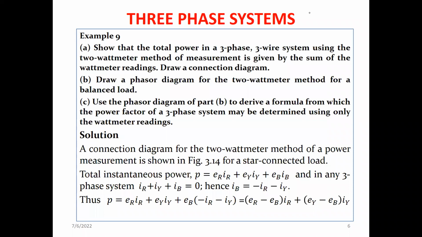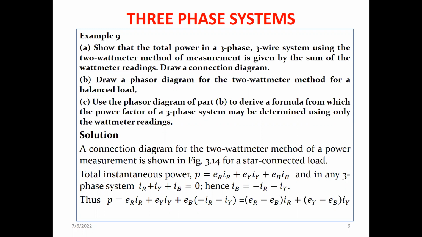Moving on to an example. We want to show the total power in a 3-phase, 3-wire system using the 2-wattmeter method, and then draw the connection diagram. Then we draw the phasor diagram for the 2-wattmeter method for a balanced load. Then, using the phasor diagram, we derive a formula from which the power factor of a 3-phase system may be determined using only wattmeter readings.